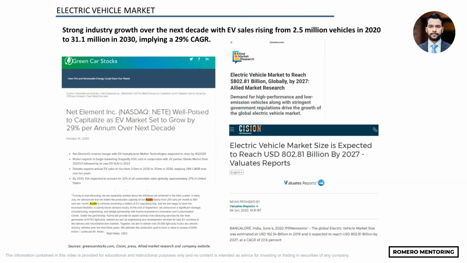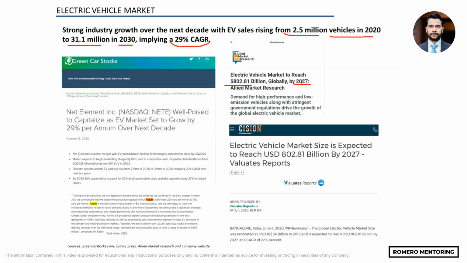Now, in terms of the overall market, this is a slide that we discussed from Arcimoto in a previous video yesterday, where it stated that electric vehicle market sales were 2.5 million vehicles in 2020. This is expected to grow to 31.1 million in 2030, implying a 29% compounded annual growth rate. This is a sector that by 2030 could be worth almost $1 trillion. Look here, by 2027, the electric vehicle market, 802 billion. I think that this market will be worth $1 trillion over the next 10 years.